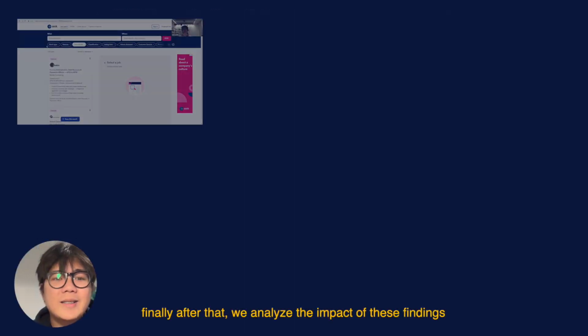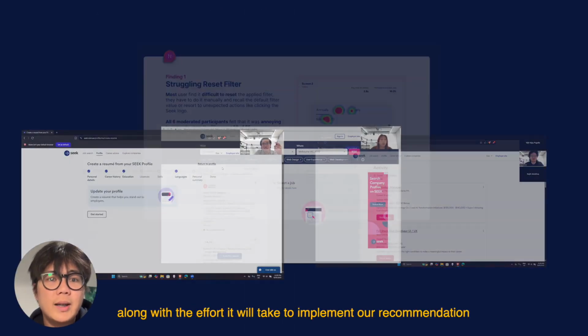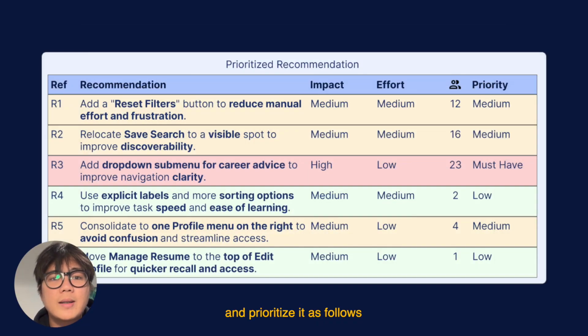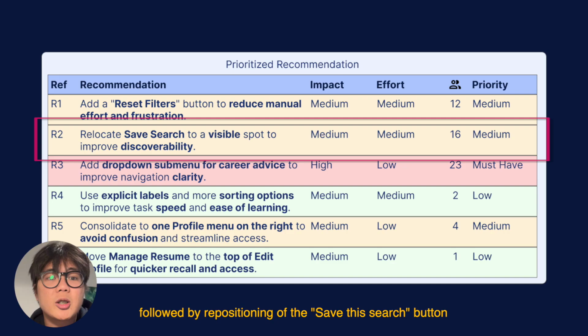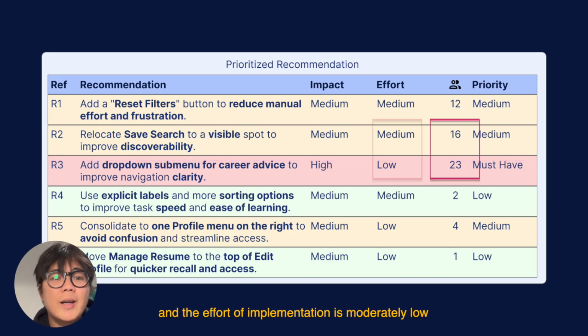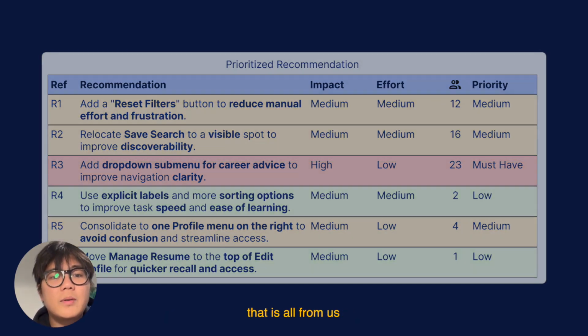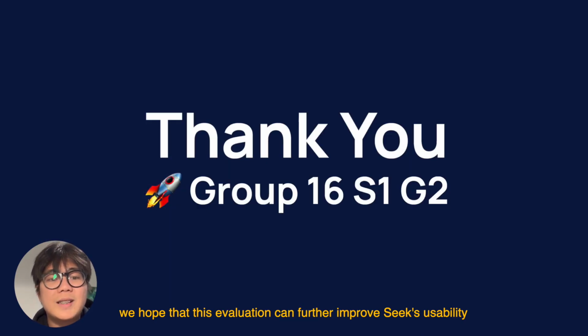Finally, we analyzed the impact of these findings along with the effort it would take to implement our recommendations, and prioritized them as follows. With the career advice dropdown as our top priority, followed by repositioning the Save Search button, as a lot of users struggle with it and the effort of implementation is moderately low. That is all from us. We hope that this evaluation can further improve Seek's usability.